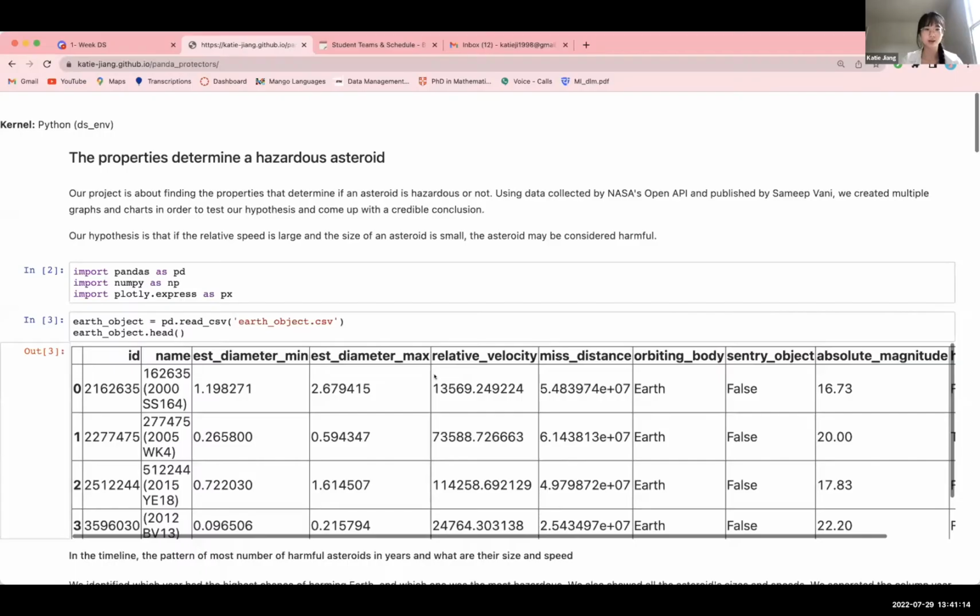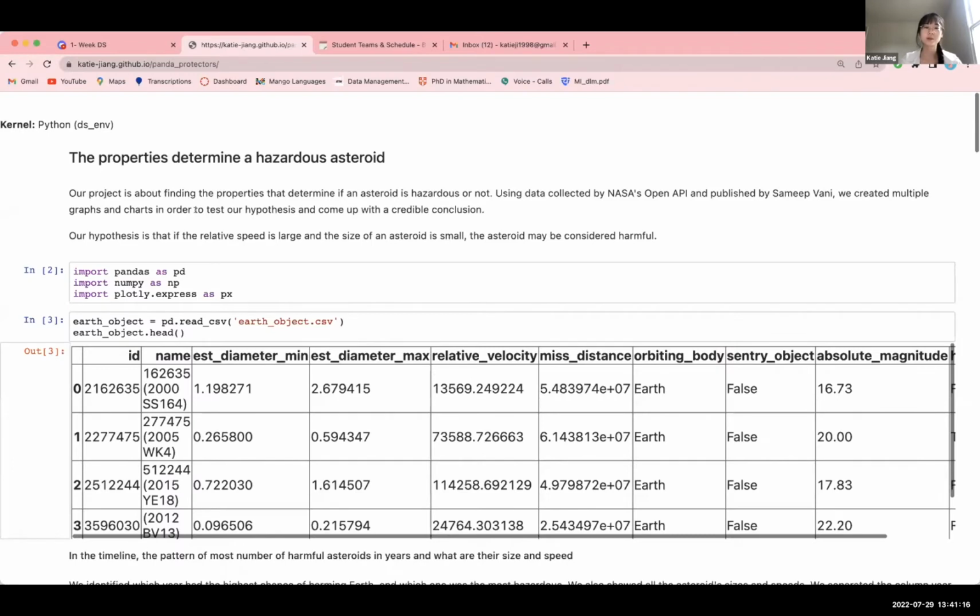Yeah, so we are the Panda Protectors. For our project this week, we have three team members: Ellie, Omkar, and Obadah. So we built a project website. It's called About the Asteroid.